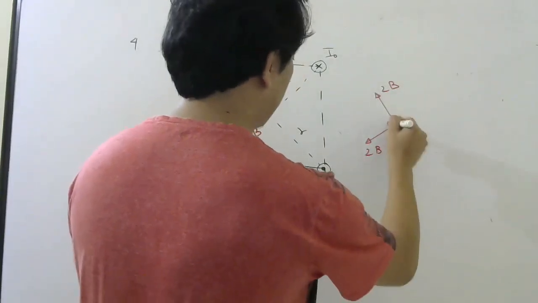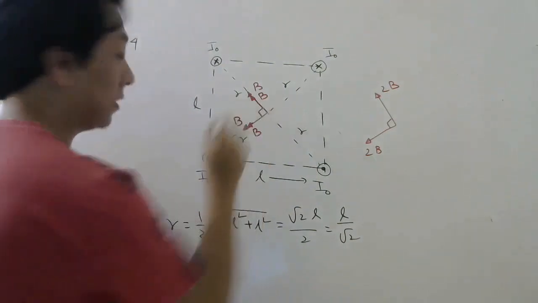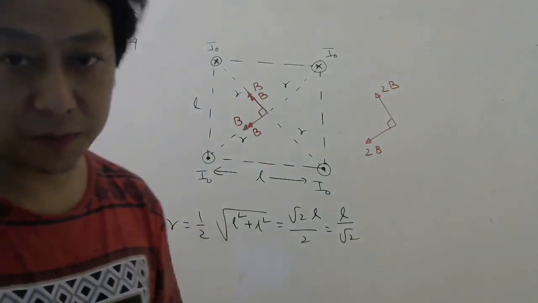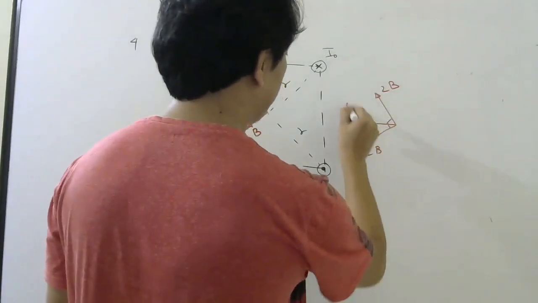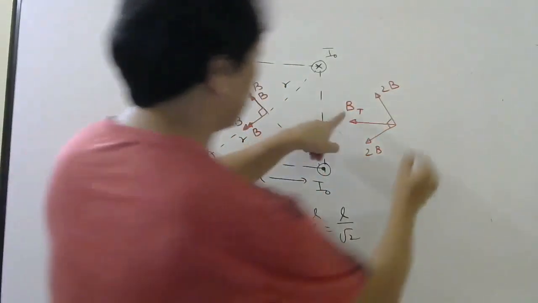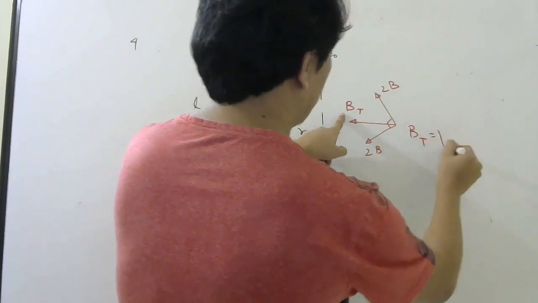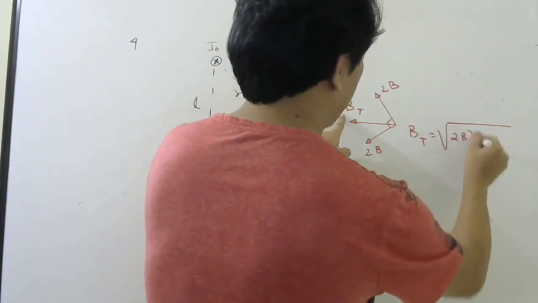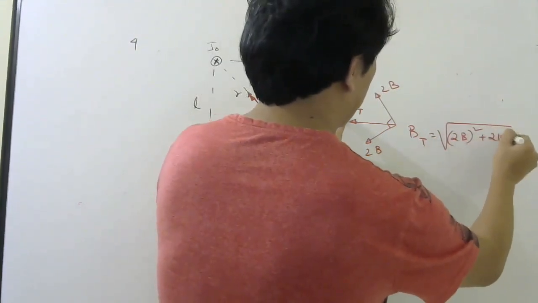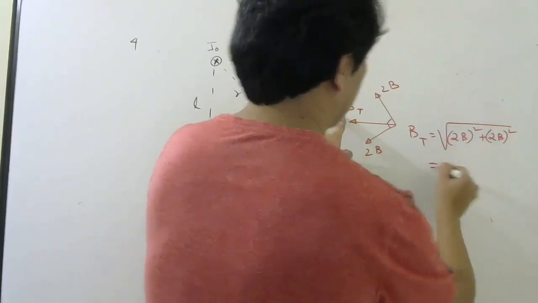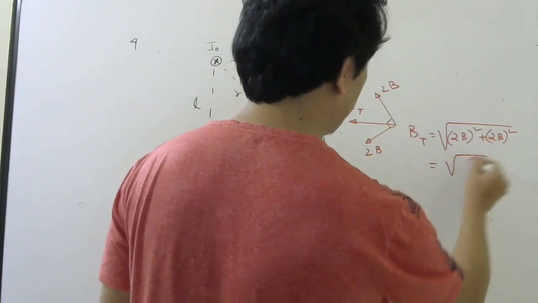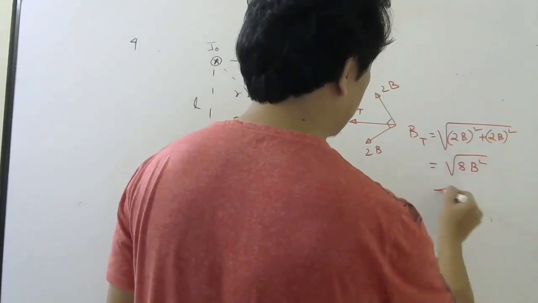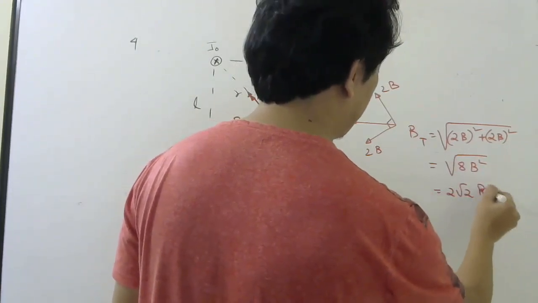And this is also 90, right? Because this is 90 degree. Diagonals of a square are perpendicular to each other. So resultant will be here. This is your total magnetic field. So total magnetic field will be root over 2B square plus 2B square. That will be 4B square plus 4B square, root 8B square, which is 2 root 2B.